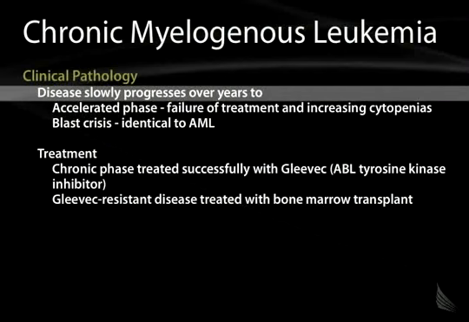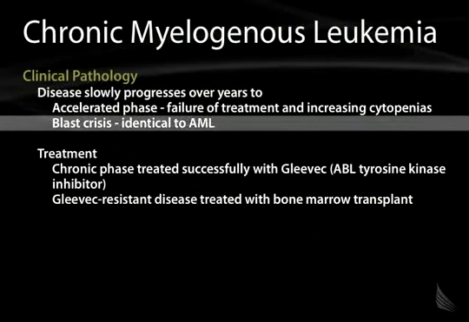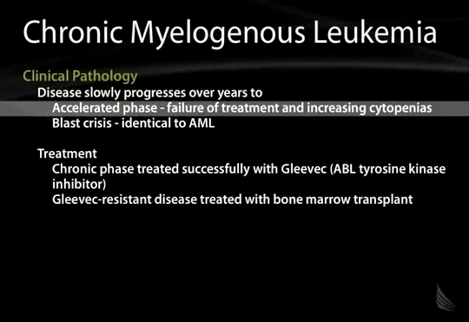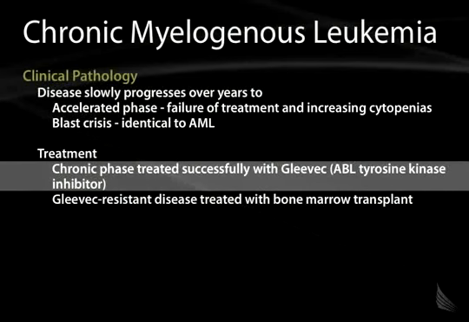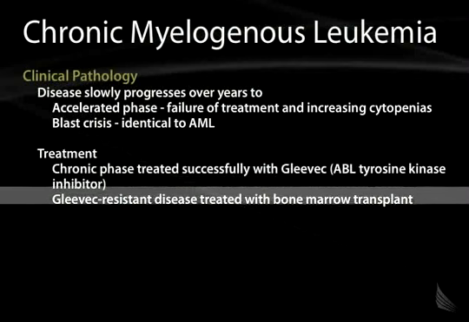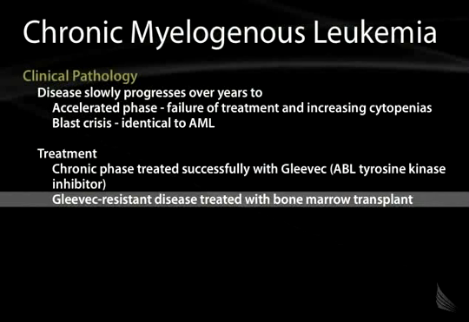CML can slowly progress over years and become much the same as AML in terms of having a blast crisis, an acute and accelerated phase, as the patient becomes refractory to treatment and has chronic and refractory cytopenias. The chronic phase of CML is treated successfully with Gleevec, or STI-571. It is a tyrosine kinase inhibitor which revolutionized targeted therapies in the treatment of malignant disease. Gleevec-resistant disease is treated with bone marrow transplantation and carries a remarkably poor prognosis.